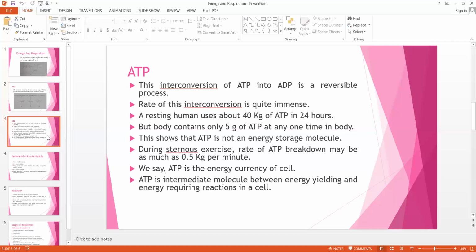And we can see that when a person is doing strenuous exercise, the rate of ATP breakdown of course increases much, and it can be as much as 0.5 kg per minute. So you can see this rate is quite high once again. That's why we say ATP is the energy currency of the cell. Whenever your body is going to need energy, ATP keeps on forming side by side, and as soon as energy is required, it is quickly hydrolyzed to give its energy. We have already discussed this point that ATP is the intermediate molecule.